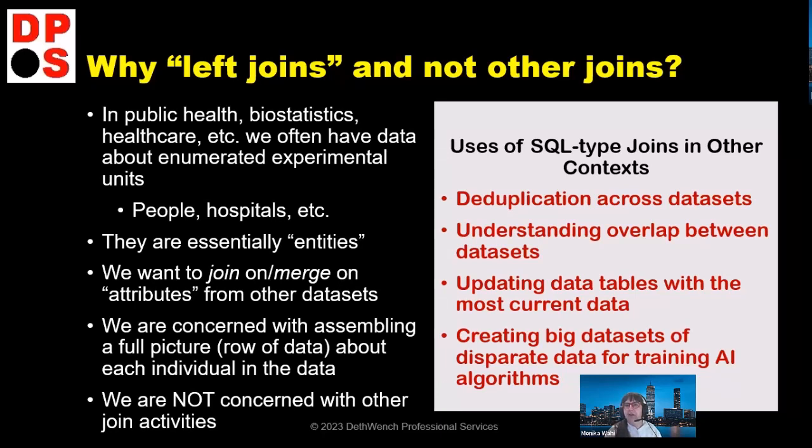You can also use them, especially if you read that other blog post, to understand overlap between data sets. So let's say you have a list of patients from one place and patients from another place, and you have their social security number or something. You can use these different joins to figure out the Venn diagram of what patients are at both places.